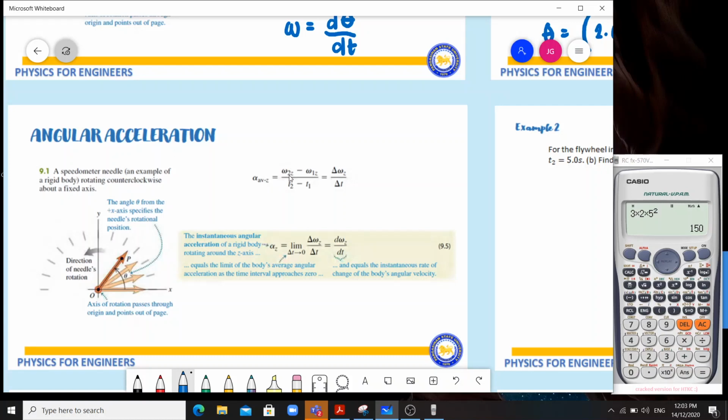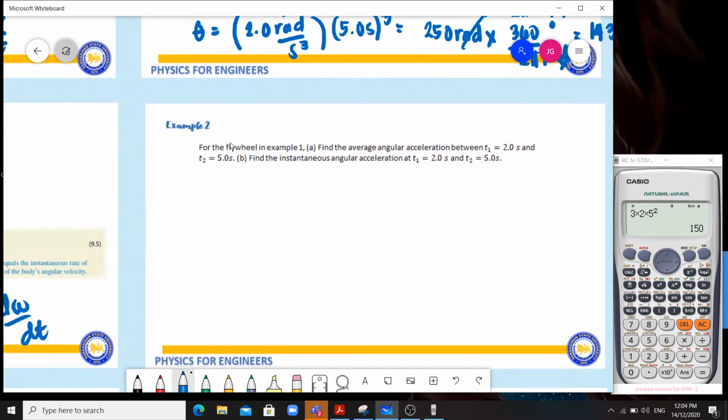So, that is omega 2 minus omega 1 over t2 minus t1. And the instantaneous angular acceleration is denoted as alpha z, which is the derivative of omega with respect to time. Okay, so alpha is d omega dt. So let us apply that in example 2.